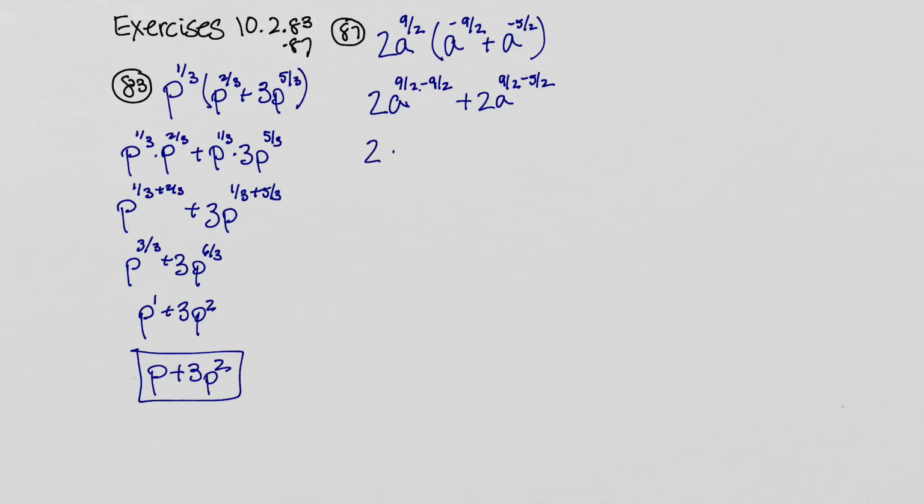And now this will give us 2a to the, well, 9/2 minus 9/2 is just a 0, so we'll get 2a to the 0 plus 2a to the, no, 9/2 minus 5/2. 9 minus 5 is a 4, so we'll get 4/2. And assuming now that a is not 0, you remember what this is? A to the 0, a non-zero number to the 0 power is 1. So we're going to get 2 times 1 plus 2a to the 4 divided by 2 is a 2. Let's finish it off. 2 times 1 is 2 plus 2a squared, and I think we can leave it at that.